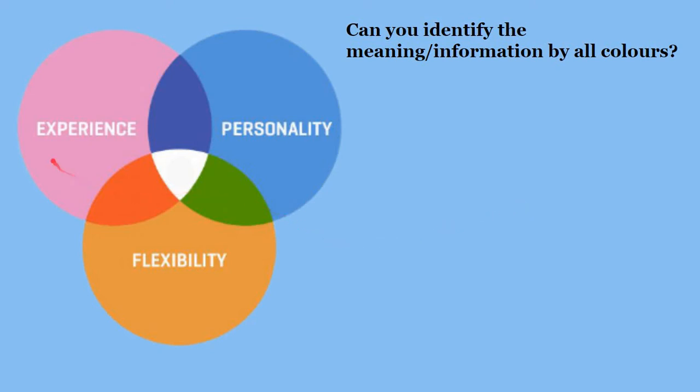See, the pink is all those people who are experienced. The orange or yellow one is all those people who are flexible, and the blue shows all the people who have a good personality. But what is green? Green represents only those people who have a good personality and are flexible but are not experienced, because we will have to exclude this white part. So green does not contain those people who are experienced.